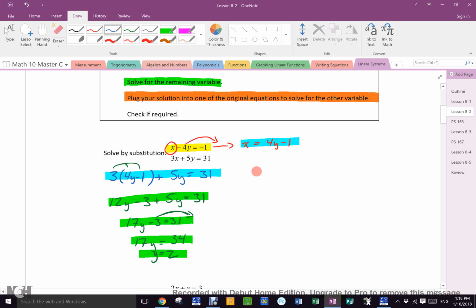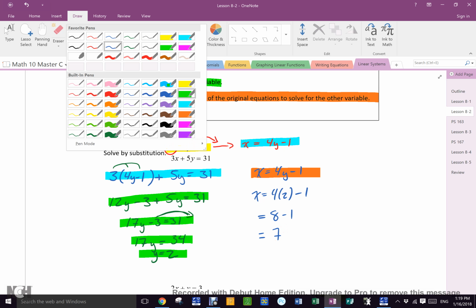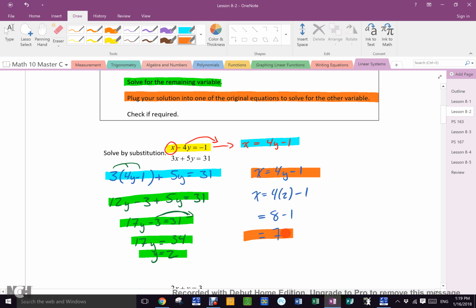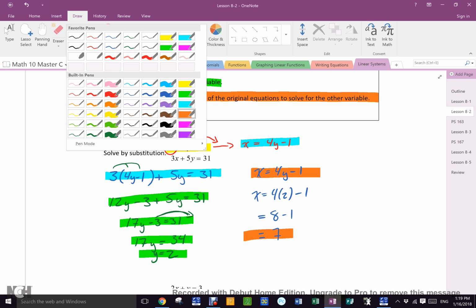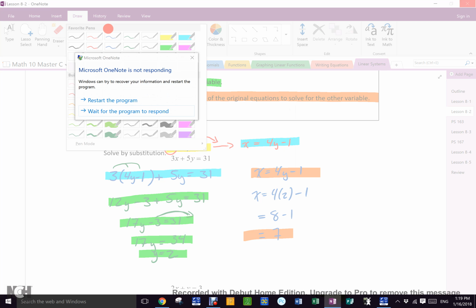So if I had x equals 4y minus 1, and I had that highlighted in orange, what would I do? Substitute what? X would equal 4 times 2 minus 1. What's 4 times 2? 8 minus 1. What's 8 minus 1? 7. Meaning my x value is now 7. Now, do I have an x and a y? What are they? So how do I write that in math class? 7, 2 to make an ordered pair, right?